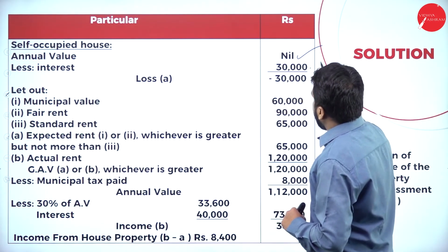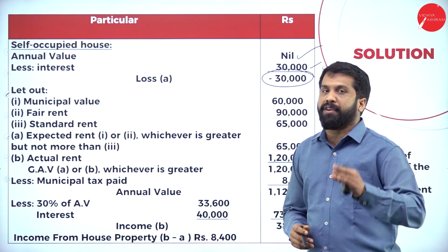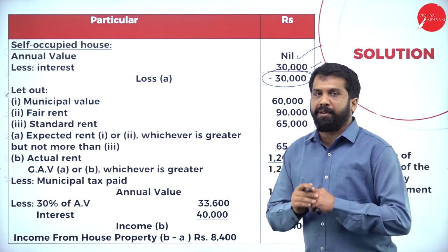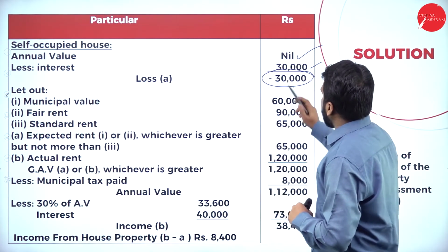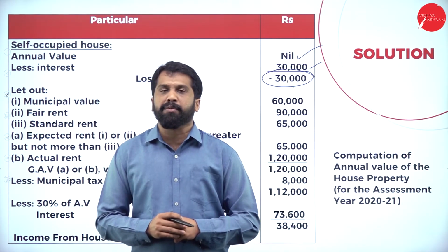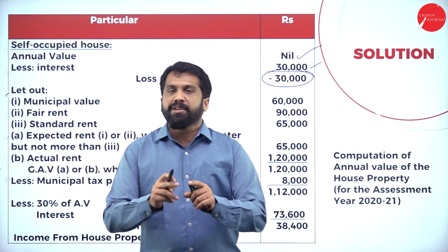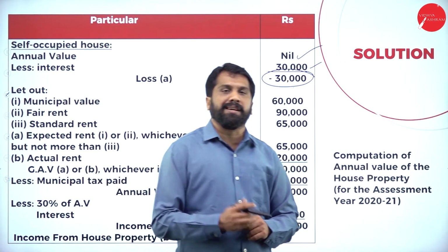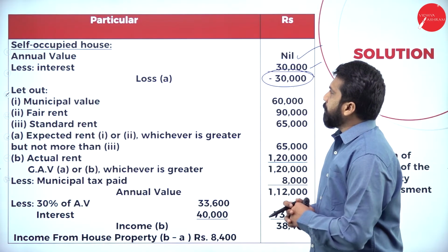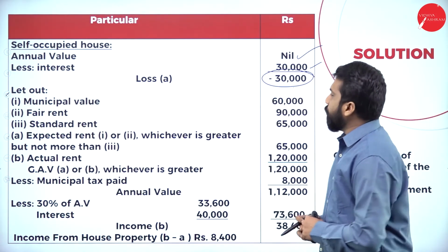Interest paid we have to consider, so that if there is any profit, you can reduce it with this loss. So it is an advantage for you. I'll tell you how. So how much is it? 30,000. It is a loss from self-occupied. Your income is zero because you are only residing, but you have paid interest of 30,000. So that is called your income from house property of self-occupied. Now, we'll go for the next.